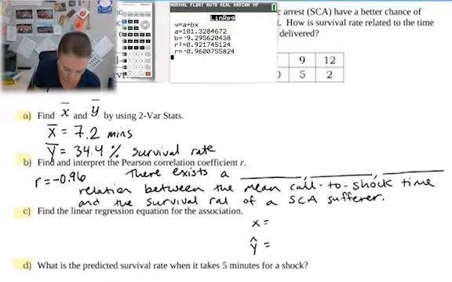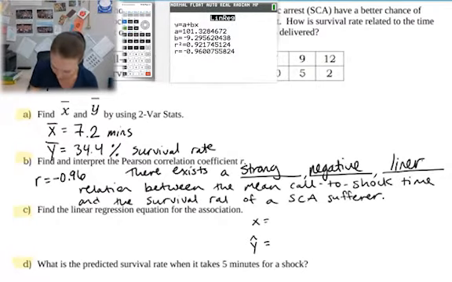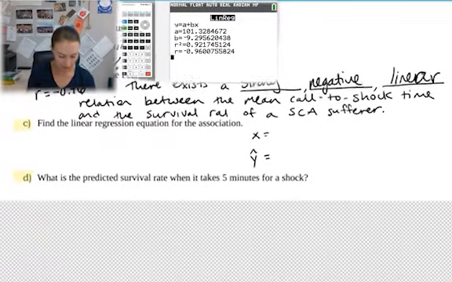exists a strong, so we talk about strength. It's negative, we talk about direction, negative, and it's a linear regression, so the form is linear here. So, strong negative linear relation between the mean call to shock time and the survival rate of an SCA sufferer. So always make sure to include a lot of that context in there.